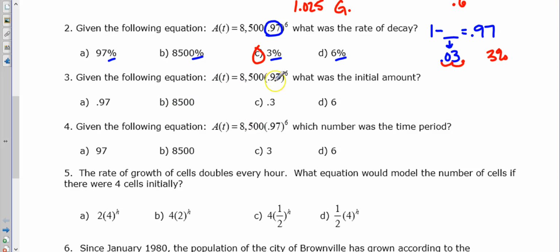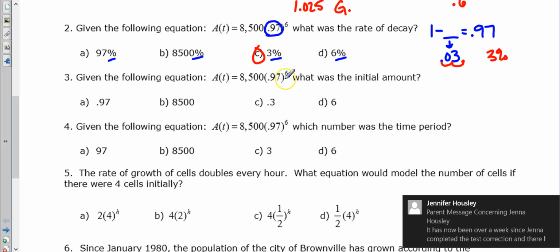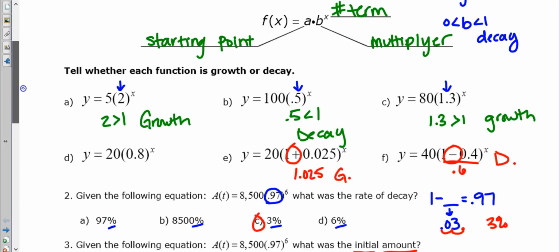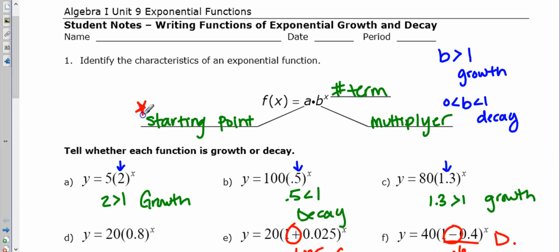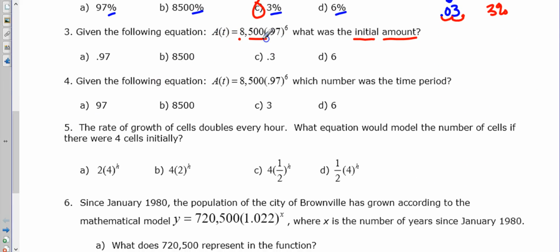Okay, now we know the rate of decay, 3%. It's losing 3% each year or each day or whatever this is going to be done by. And so I want to know what is the initial amount. So I'm going to go back up here to my starting point. Here's my starting point. This starting point, that's what I'm looking for. Initial starting point, y-intercept. That's the A. So what is A? Right here, 8,500.